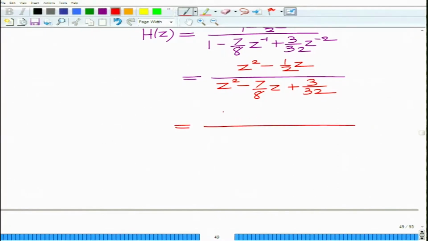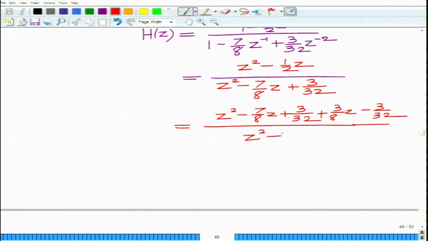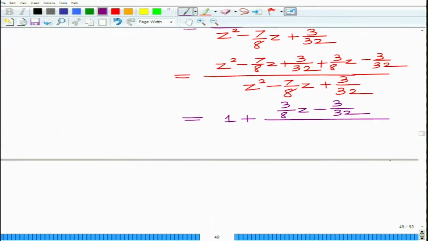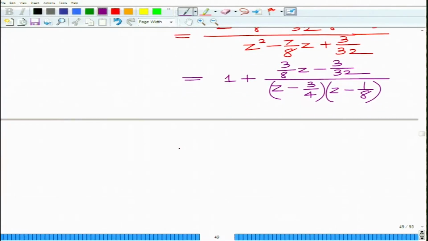So, now I can simplify this as (z square minus 7 by 8 z plus 3 by 32 plus 3 by 8 z minus 3 by 32) divided by (z square minus 7 by 8 z plus 3 by 32), which is equal to 1 plus (3 by 8 z minus 3 by 32) divided by (z minus 3 by 4) into (z minus 1 by 8). And now, let us expand this into partial fractions. You can quickly do this.